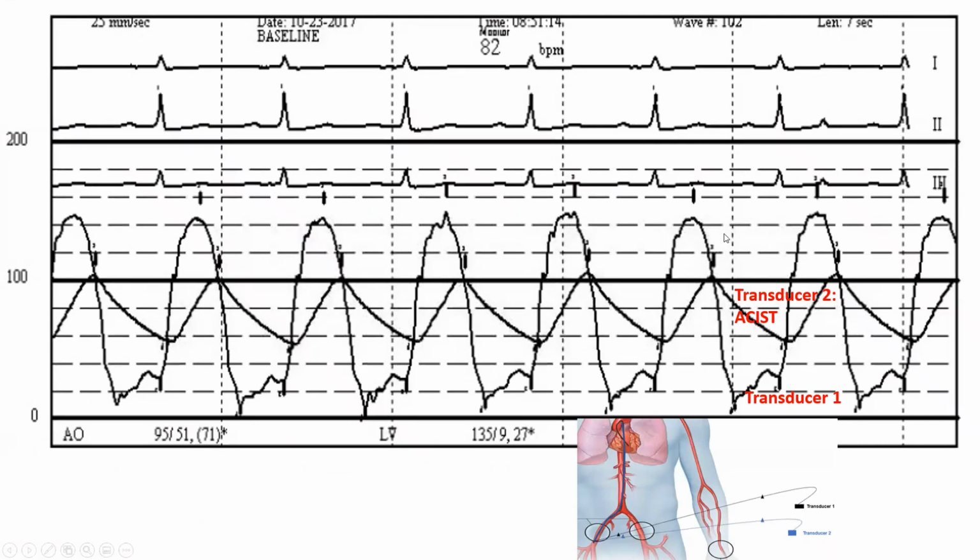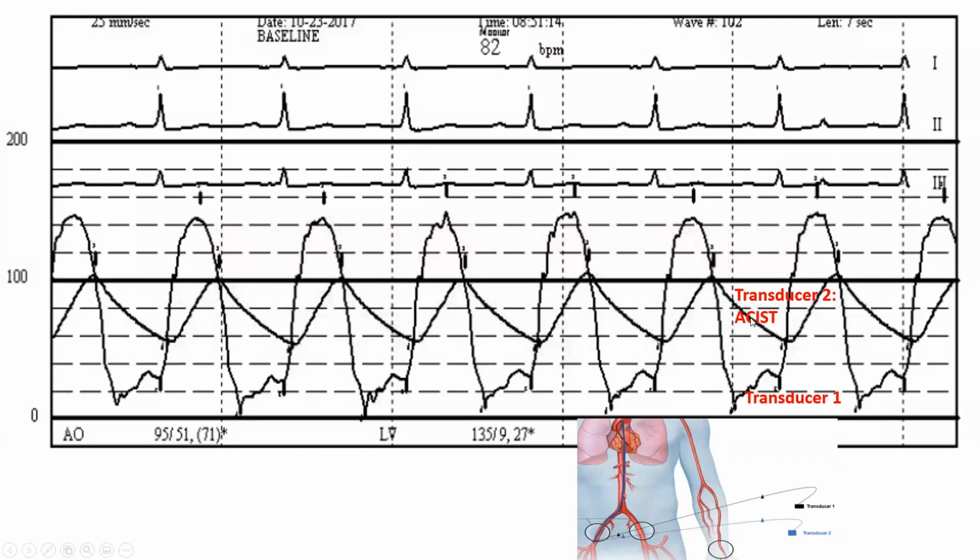Since we swapped, we got a totally opposite gradient. That means that you have a damping problem across the point of swapping, beyond the point of swapping. So across the tubing or the transducer. In this case, the error was across the transducer, across the assist, and the length of the tubing.